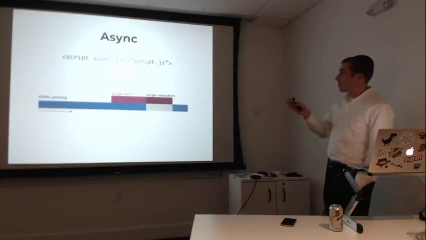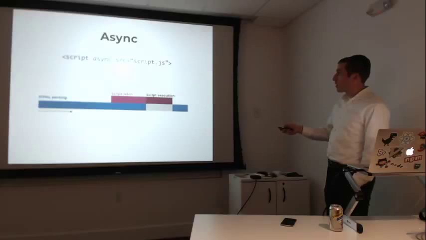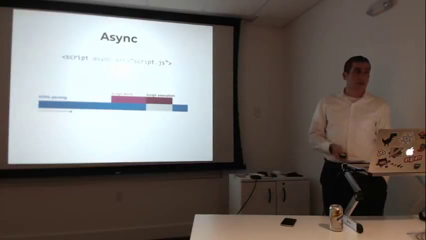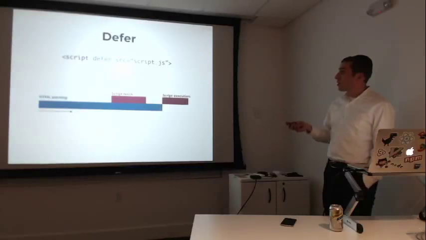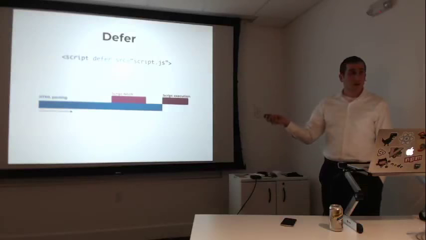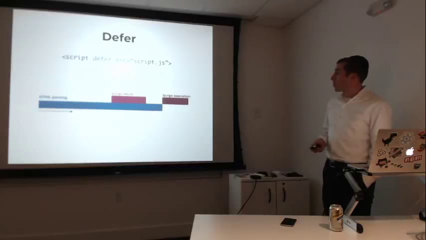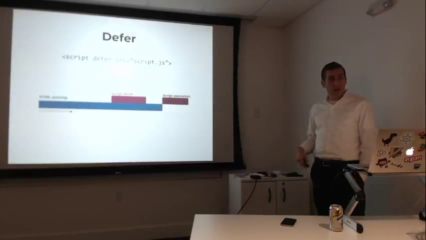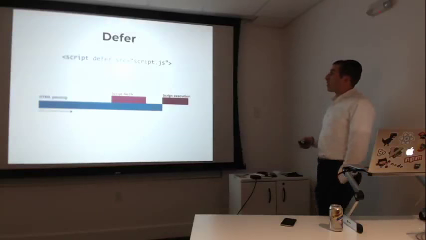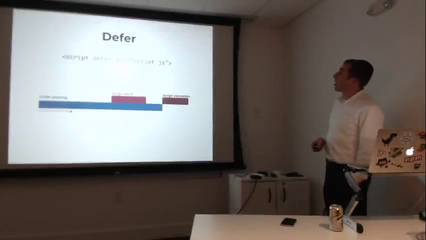Async will fetch it asynchronously, then it will stop parsing. As soon as it gets it, it will execute it, and then it will continue chunking. Defer will defer the execution. It will load it asynchronously, but it will defer the execution until after the DOM is finished. Before the load event, but after the DOM content loaded event. So that's async and defer.